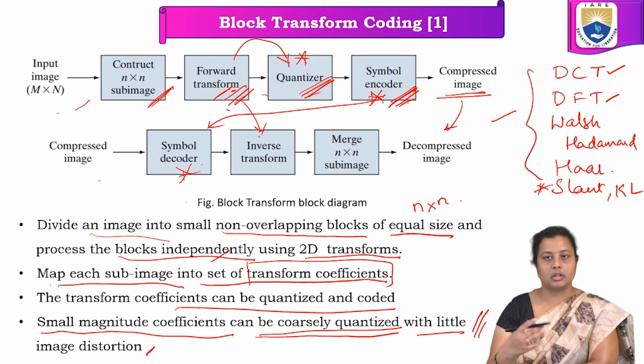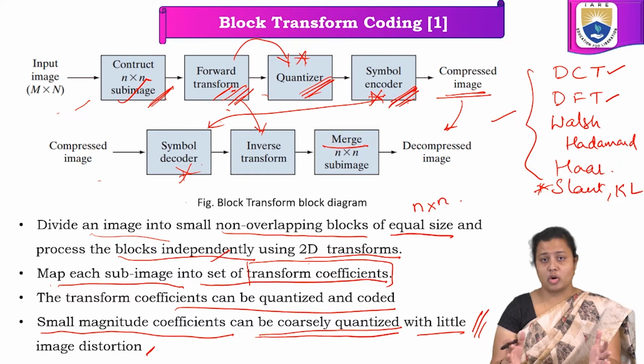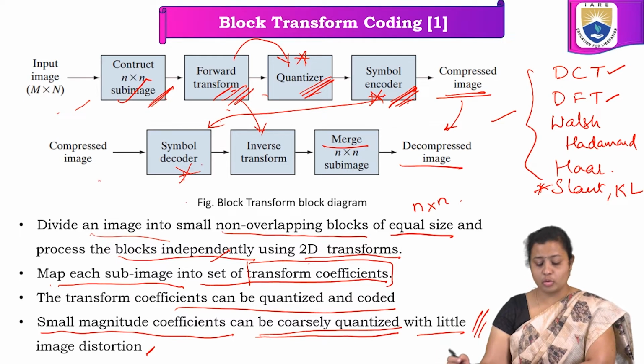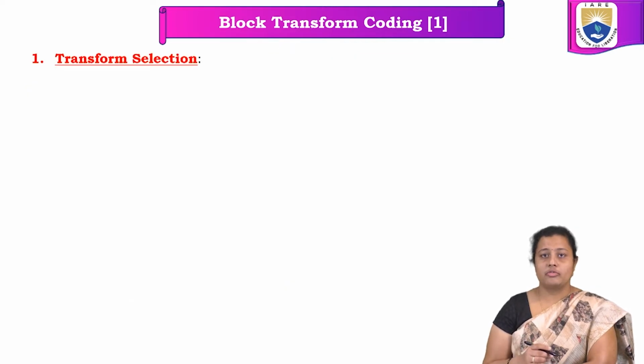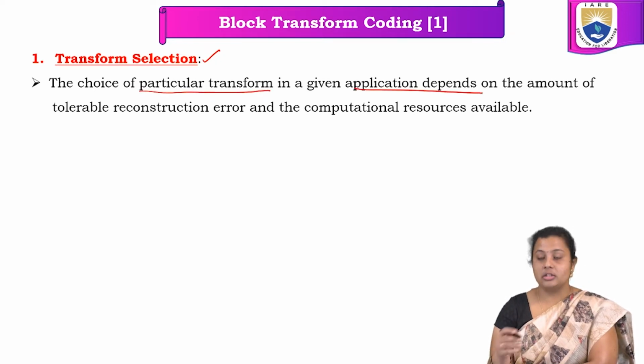The inverse transform, whether it is the inverse Fourier transform, inverse DCT, inverse Walsh-Hadamard, or inverse Haar. After that, we merge all the sub-images that we split in the first stage, to achieve the decompressed image. We will talk about each of the blocks required and how we select it, in detail. The first thing we are going to talk about is transform selection. How is the transformation technique selected? The particular transform that we choose is application dependent.